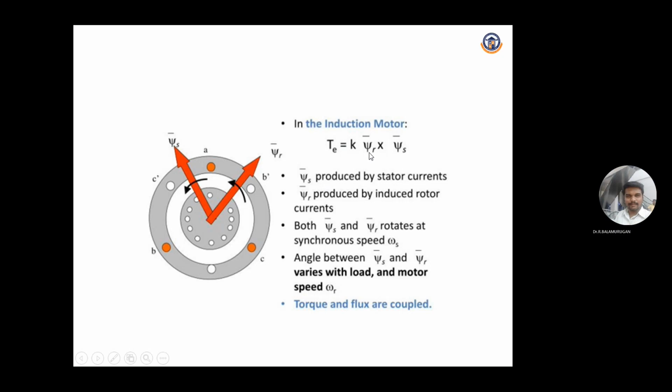So here the flux components, that is the rotating components, psi R and psi S, are given. Here psi S is produced by the stator currents and psi R is produced by the rotor currents. Both are vector components and both will be controlled by appropriate stator currents and rotor currents. That is, what is induced in the stator, what is induced in the rotor, and all is given by the stator. And both will be rotating at synchronous speed, which is given as omega s.